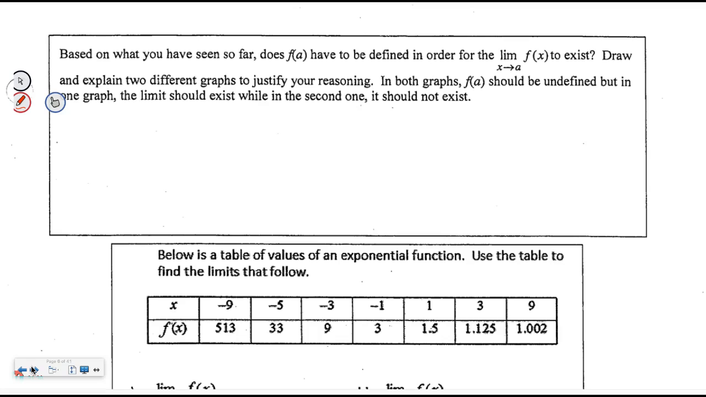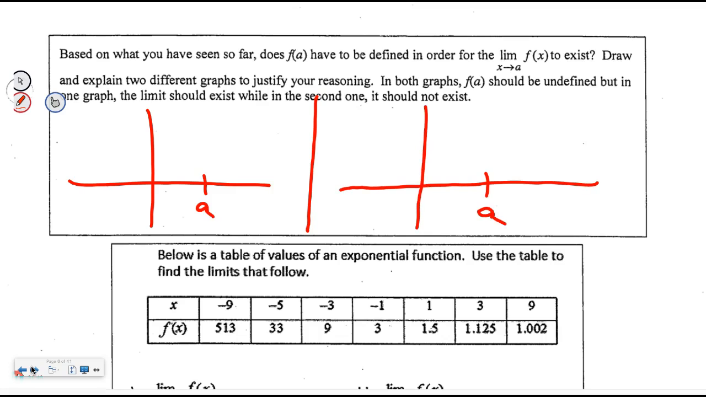So let's split. You're being instructed to make two graphs, and it's as x is approaching a. So let's just throw a over here to the right just to make our lives easy. I'll give you a little bit of time. It's a hard sentence to decipher.